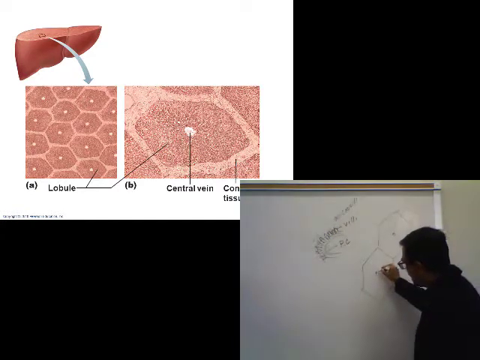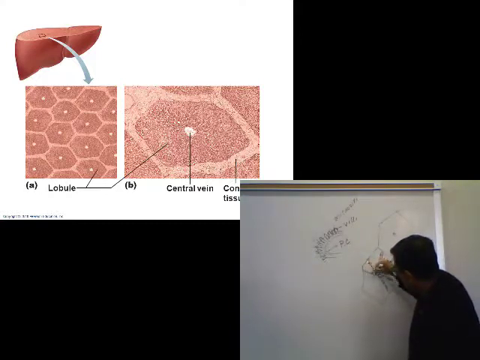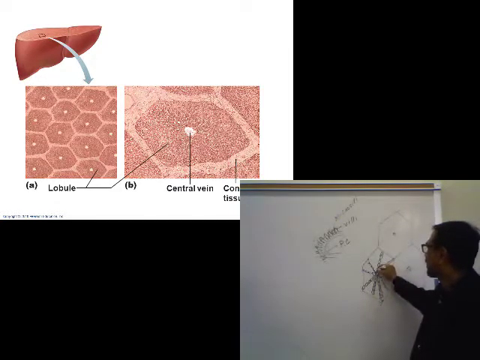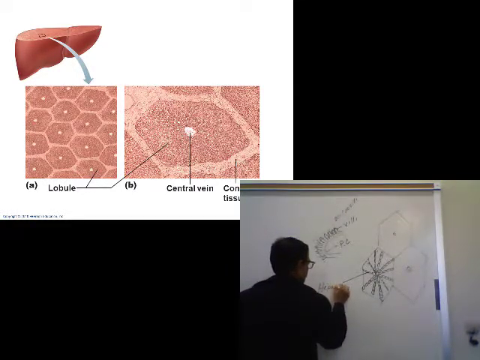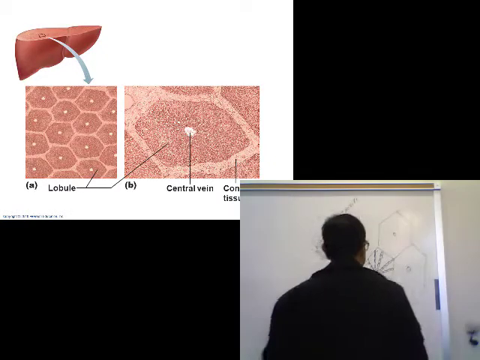And now the cells are called hepatocytes. Cyte means cell, hepato means liver. So hepatocyte cells are also beautifully organized like this, radiating from the central vein. From the central vein, going in different directions, like this. So these are the liver cells called what? Hepatocytes, right? Lined up beautifully inside the lobule.